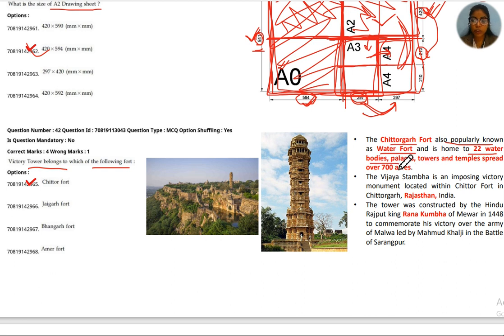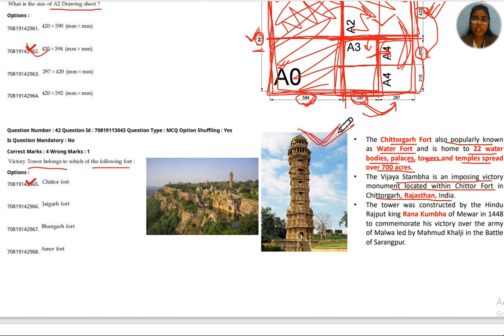So it comprises 22 water bodies, palaces, towers, and temples spread over 700 acres. So it has a very large area of 700 acres, under which they have many different kinds of water bodies, towers, temples, all these kinds of structures. So the Vijayastham is an imposing victory monument located in Chittor Fort in Chittorgarh, Rajasthan, India. So this is your Vijayastham.